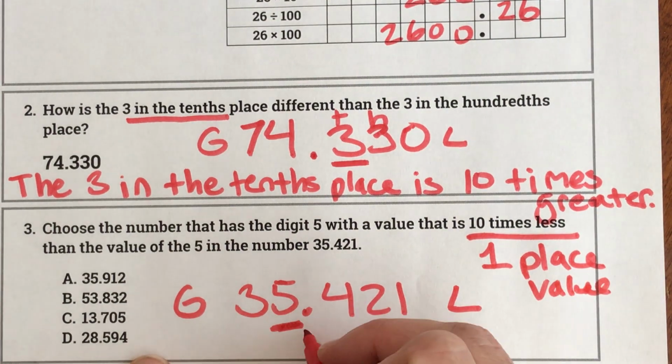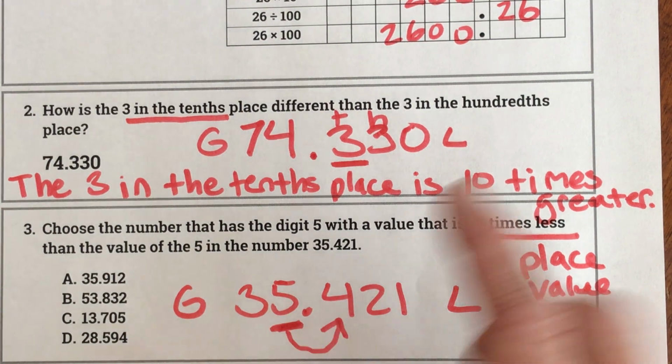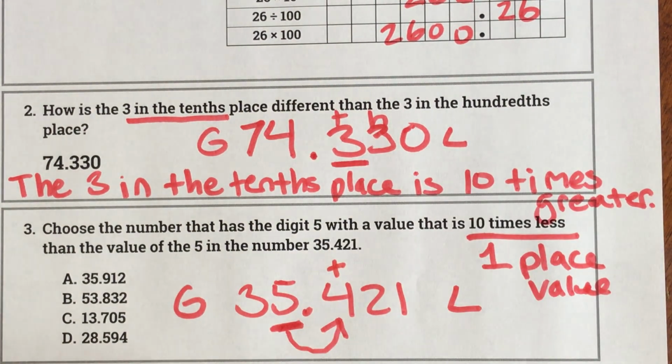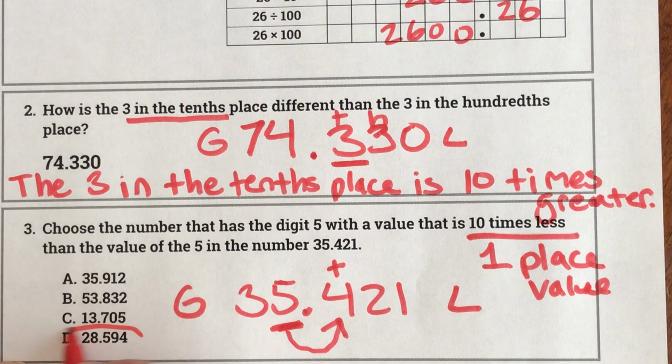So they want the 5 to move only one place value to the left side. So I want to find one where the place value is right here. I moved it 1 to the left, so that would be one, right in the tenths place. That's where they want it. So which of these has a 5 in the tenths place? That has a 9, that has an 8, 7. D is my answer.